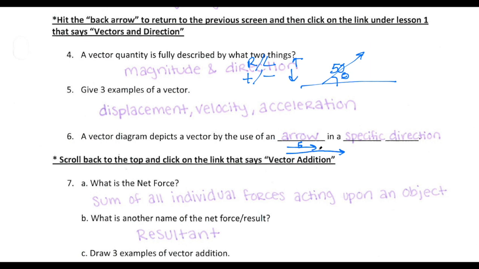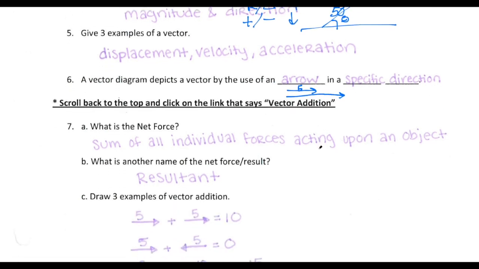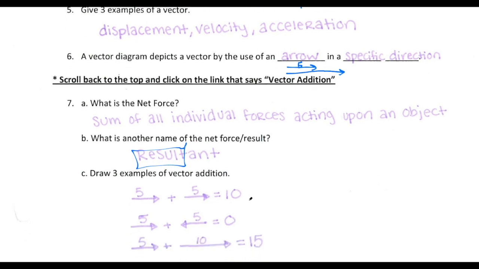All right, next one. What's the net force? Sum of all forces acting on an object. We talked a ton about that. Another name for the result for a vector is resultant, right? Result is even in the word, so you can use that to help you out.